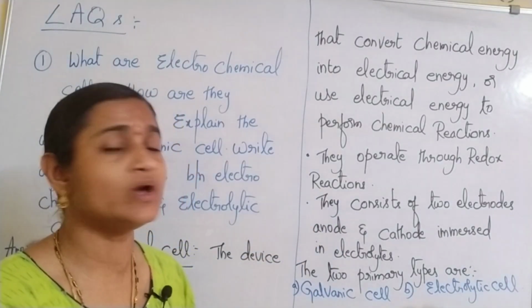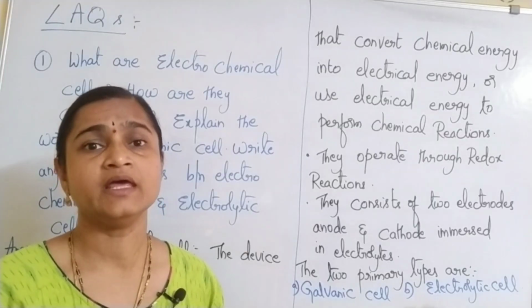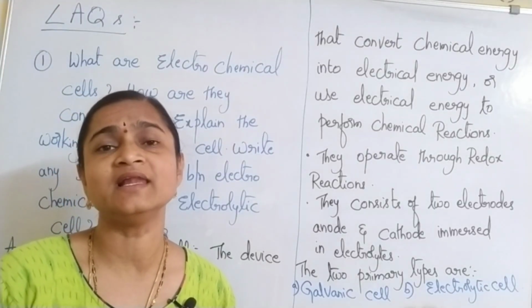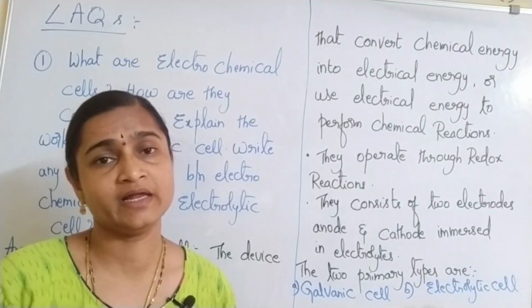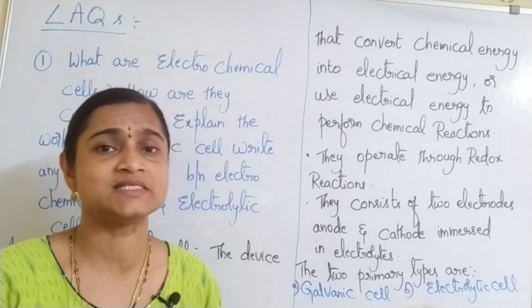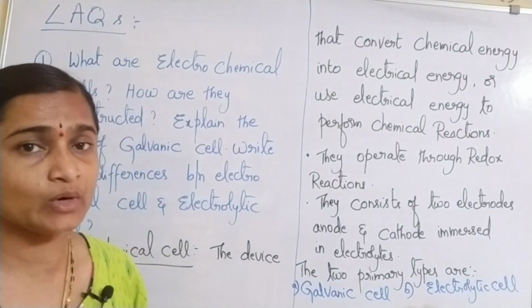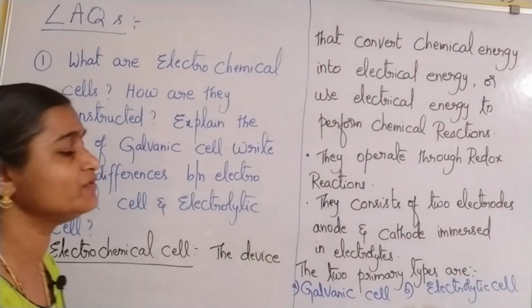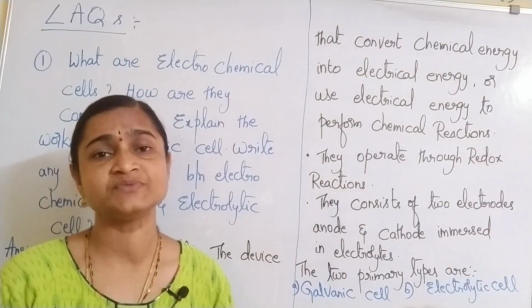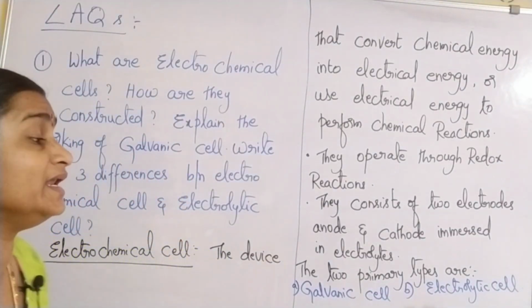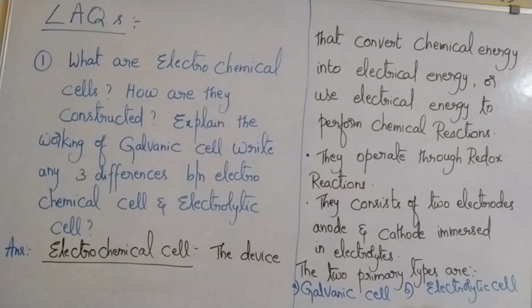They consist of 2 electrodes, anode and cathode, immersed in different electrolytes. If it is an electrochemical cell, you will have 2 different electrolytes, but if it is an electrolytic cell, both the electrodes are immersed in one electrolyte only. Primarily we have 2 types of cells: the first one is the galvanic cell and the second one is the electrolytic cell. Now we have to learn about them.